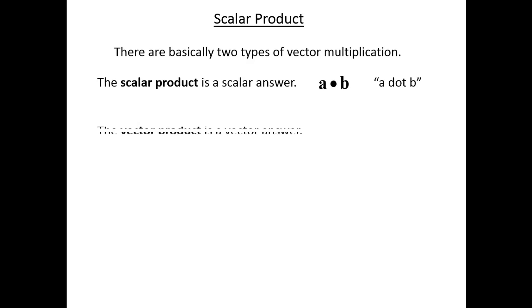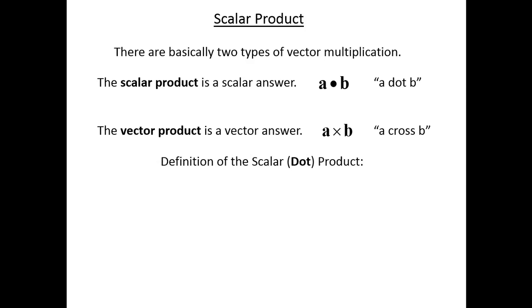Now, just for reference, the other way you can multiply vectors is called the vector product or the cross product. Those words can be used interchangeably. We're going to talk more about that tomorrow, but just keep in mind there's 2 ways you can multiply vectors together, either a scalar product or a vector product.